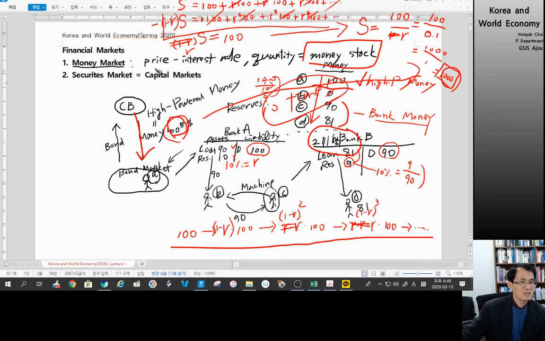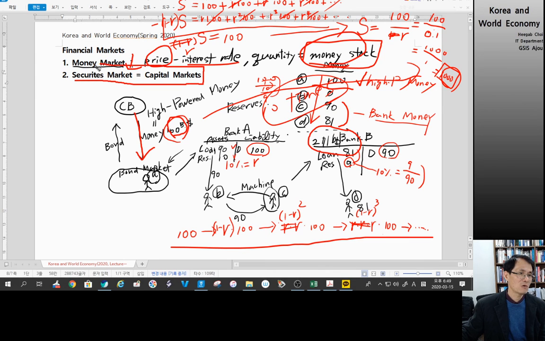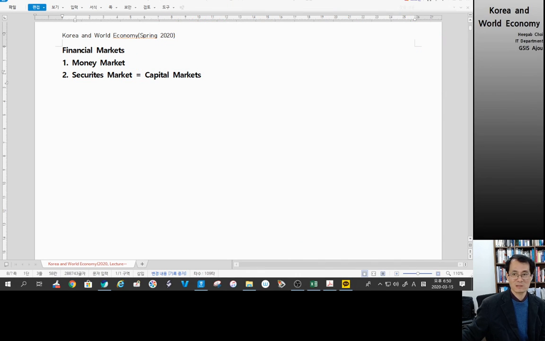So let's conclude here. The price of money is the interest rate, and the quantity of the money market is the money stock. And let's have a brief pause and then move on to the securities market, the so-called capital market. We will talk about the price and quantity indicators for this capital market, so you can easily grasp the movement of the securities market. Okay, let's stop here.